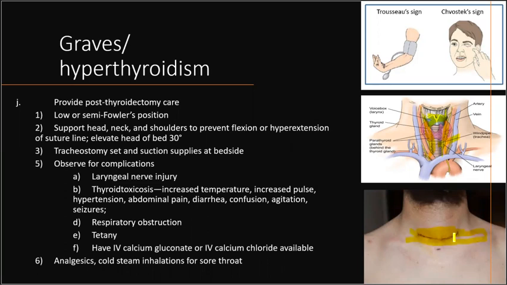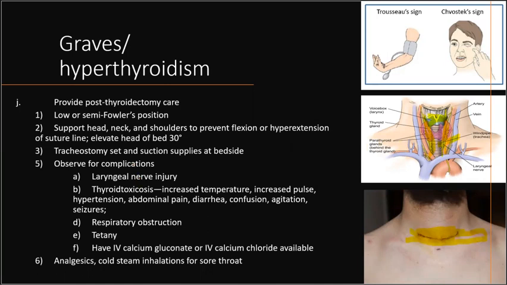Put a tracheostomy set and suction supplies at the bedside in case you have an emergency and we need to use it. Give fluids as tolerated. And again, observe for complications. What complications are you looking out for? Laryngeal nerve injury. Remember, we said you could see the laryngeal nerve on this.